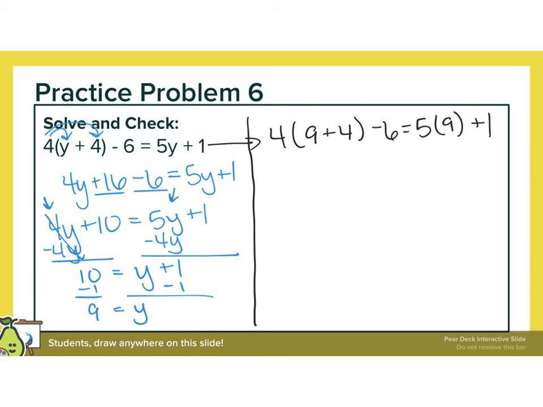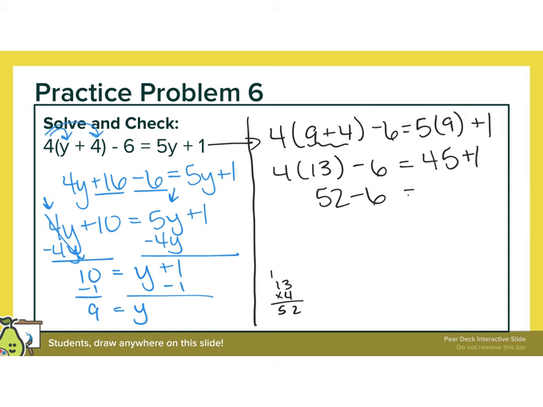Now let's simplify. Don't distribute. You have all the numbers. So 4 times 13 minus 6 equals 45 plus 1. 13 times 3 is 39. What's 13 times 4? I don't know. 52 minus 6 equals 46. I think that's correct.